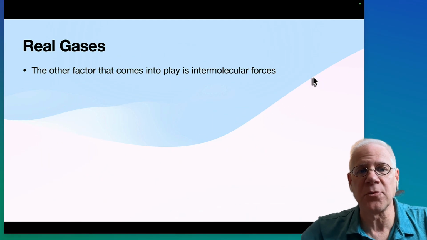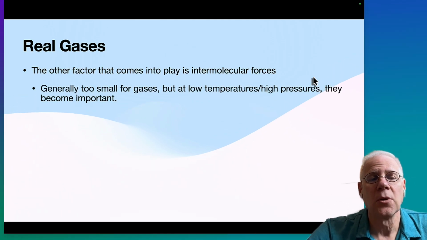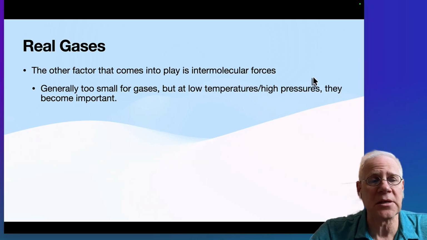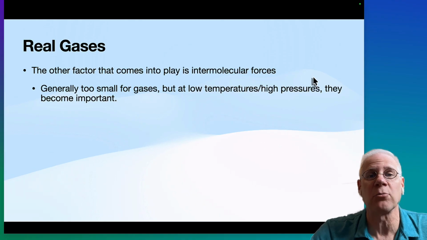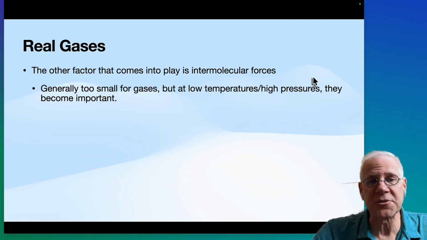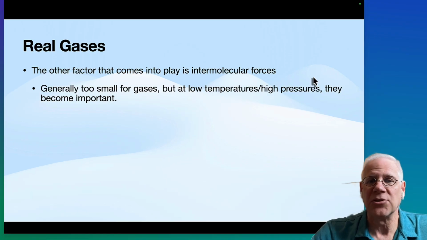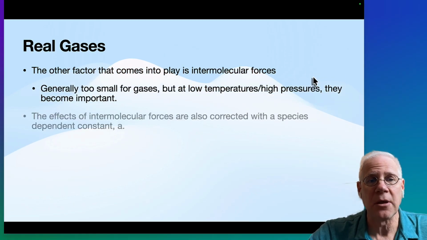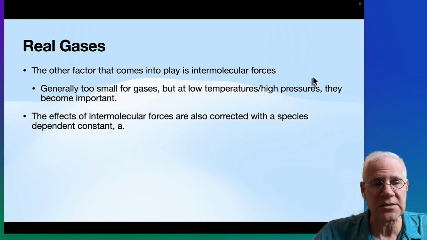The other factor that comes into play, and we always have to consider, is intermolecular forces. Generally, intermolecular forces between gases are very small because they're a gas, they're moving fairly quickly, they have a lot of thermal energy. So the forces between molecules don't really come into play. However, as you start to get to low temperatures or high pressures, they start to become fairly important. And so those intermolecular forces also get corrected with a species-dependent constant, A.